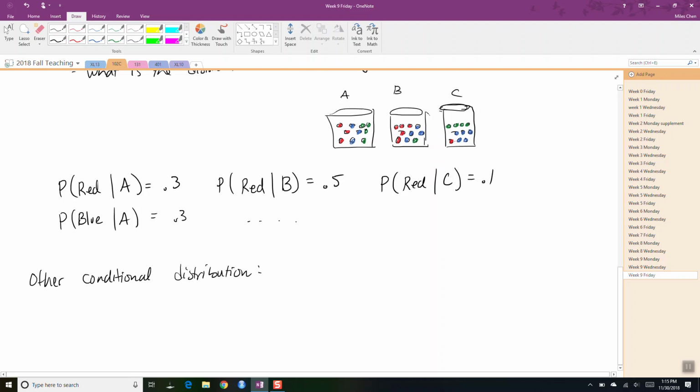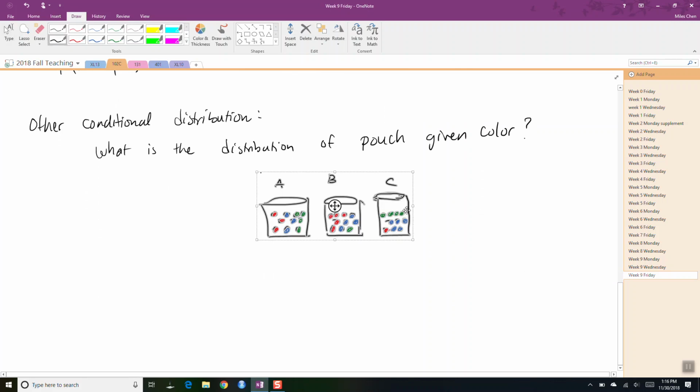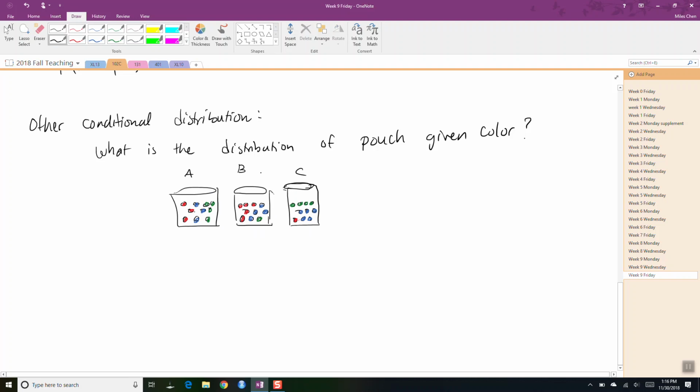The other conditional distribution will be, what is the distribution of pouch given color, right? So the idea here is, this is what we have here, would be as if I took these red marbles and these red marbles and this red marble, and I throw them into another pouch. And this is the red pouch.